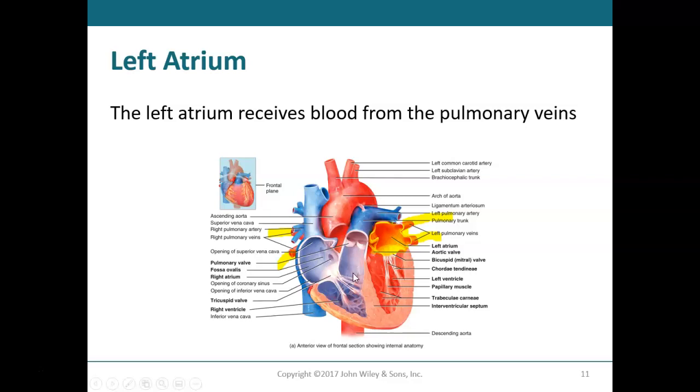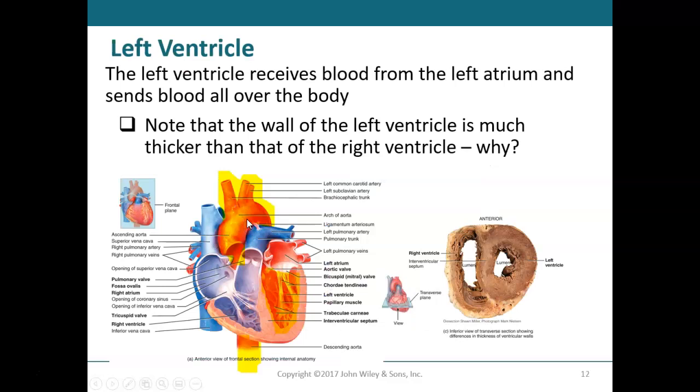So the deoxygenated blood that came back from the body goes through these blue vessels, which are pulmonary arteries. The oxygenated blood comes back to the left side of the heart in these red colored vessels because the blood is now oxygenated. So your left and right pulmonary veins empty into the left atrium. That left atrium fills with blood and pushes against the bicuspid valve, which then opens and the blood flows into the left ventricle.